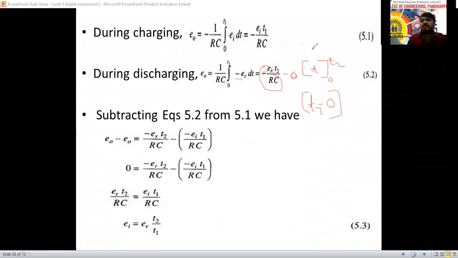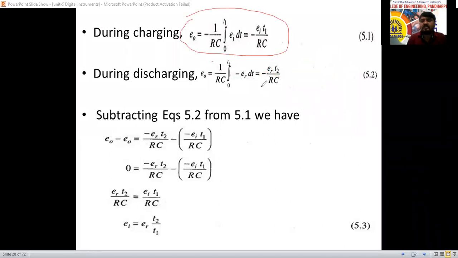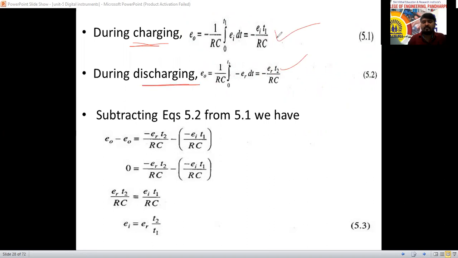So this equation is for discharging here. We have got two equations, one for the charging, another for the discharging. Two outputs are there. This is for the charging, this is for the discharging. Like that we got two outputs here. Both the equations we have derived now.